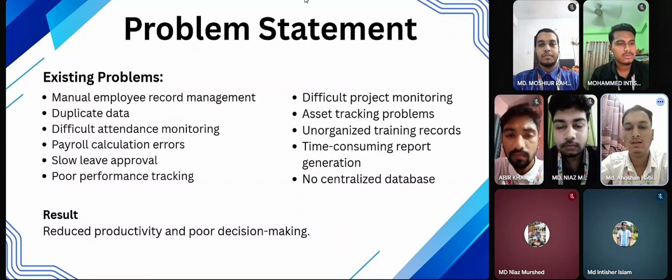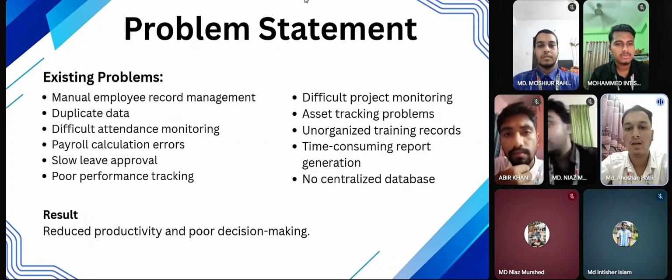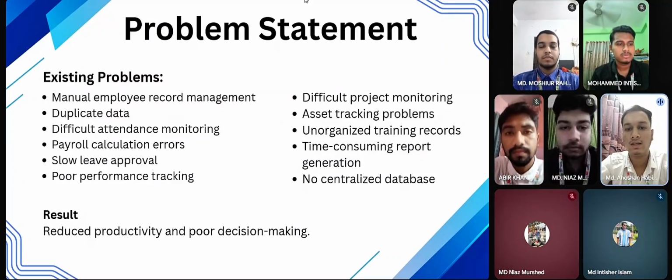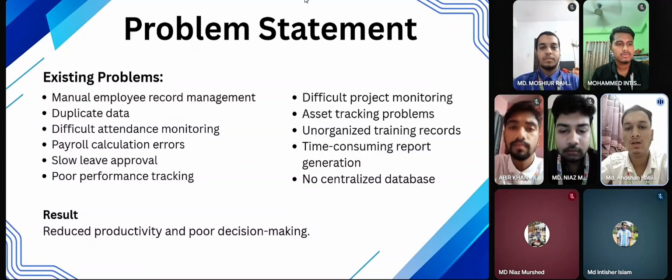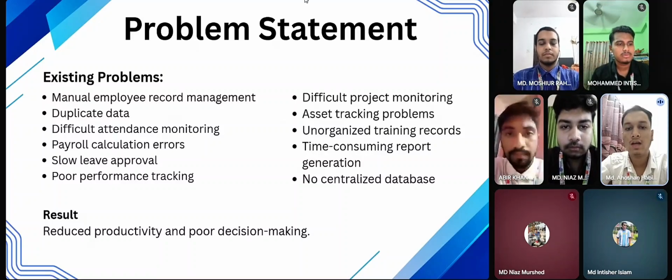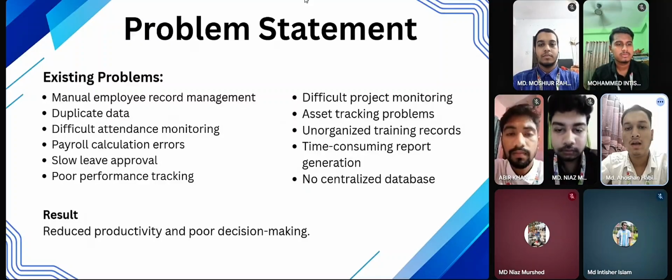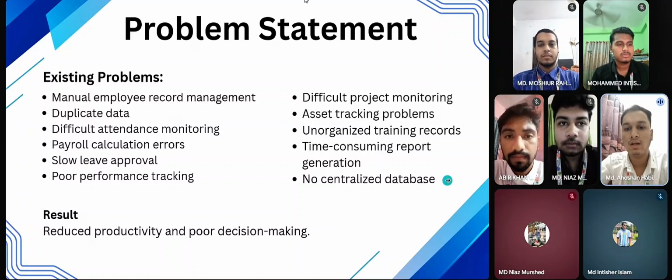Now I will talk about the problem statement. Many companies still manage employee information manually. Because of this, many problems happen. For example, employee records are not organized, duplicate data is created, and attendance is difficult to monitor. Payroll calculation may have errors, leave approval is slow, and employee performance is hard to track. Also, project monitoring is hard, assets are difficult to track, and training records are not managed properly.